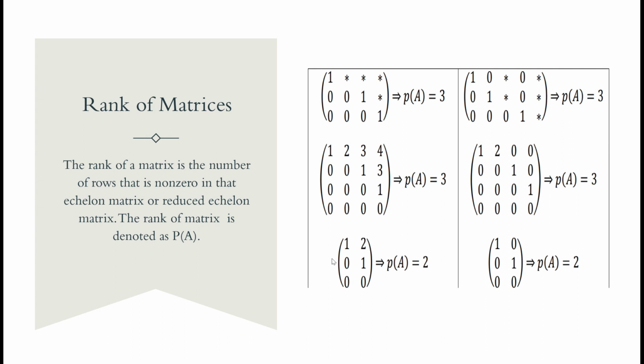And in this example, we have a 3x2 matrix. Only 2 rows have non-zero entries, which makes the rank 2, and so on.